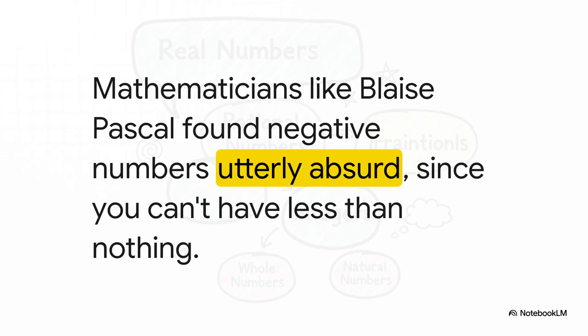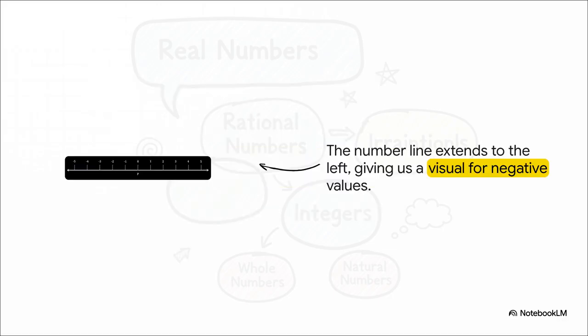I mean, we're talking about brilliant people, like the famous mathematician Blaise Pascal, who thought the idea of subtracting 4 from 0 was just utterly absurd. How can you possibly have less than nothing? And this is the visual that made it all click. When you lay numbers out on a line like this, suddenly negative numbers make perfect sense. They aren't some weird abstract concept of less than nothing. They just had a place. They had a direction, to the left of 0.